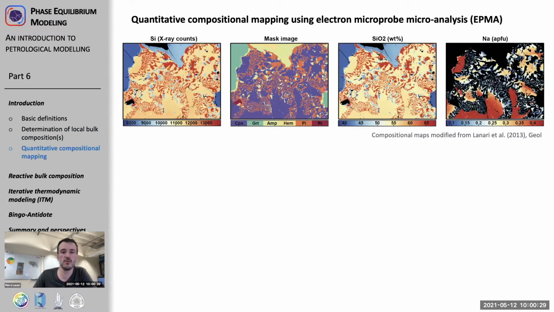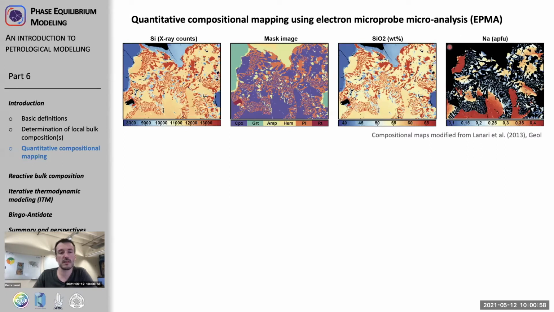But for that, you need to obtain quantitative compositional maps if you want to use this strategy. What you measure at the electron microprobe are X-ray maps. Here is an example of a map of silicon K alpha. The unit is X-ray counts, and you want to transform that into a map of SiO2 in weight % of oxide. So this is a standardization. And then if you do that, you could eventually calculate a map of structural formula.